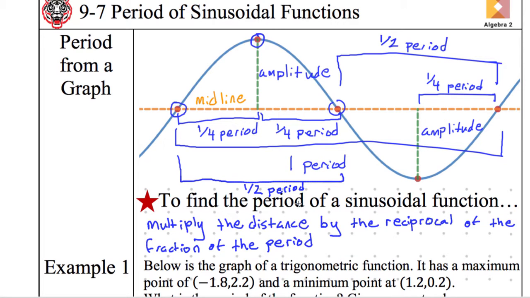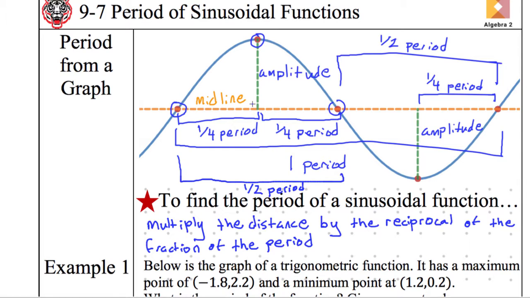But I can boil it down even further. Let's say that this distance between this midline and that maximum is 2. I need to multiply that by the period, but take the reciprocal, flip it. Flip 1/4, it becomes 4. Multiply 2 by the reciprocal, 4, and that distance is 8. That means this whole thing travels 8. The period for it to repeat is 8 units. So take this 1/4, or the 1/2, whatever it was, take the reciprocal of that, then multiply it by the distance that you found. We're okay?